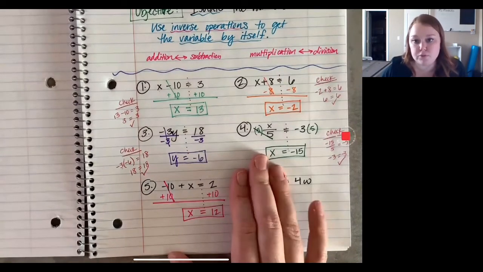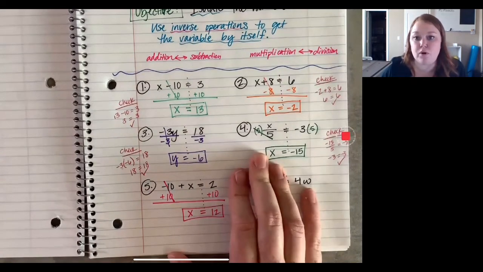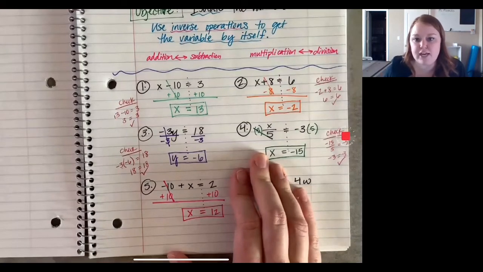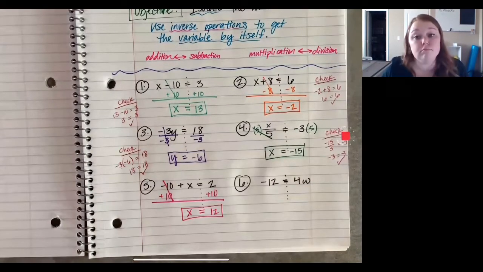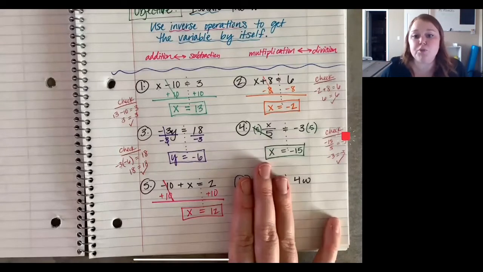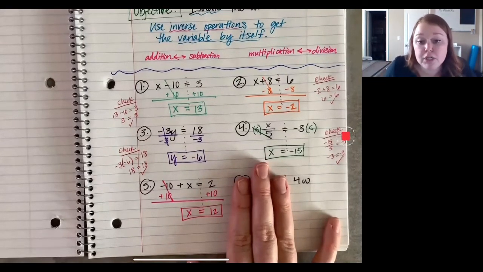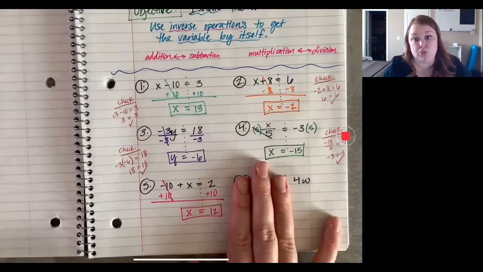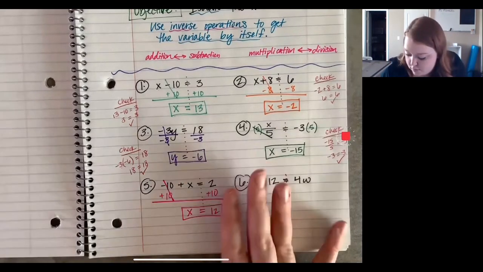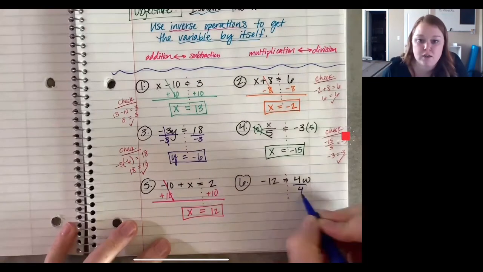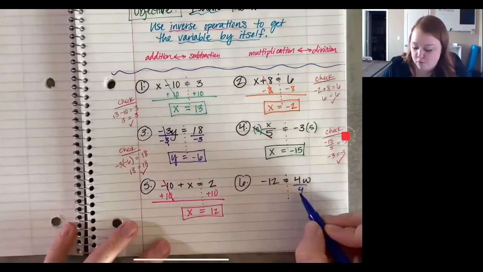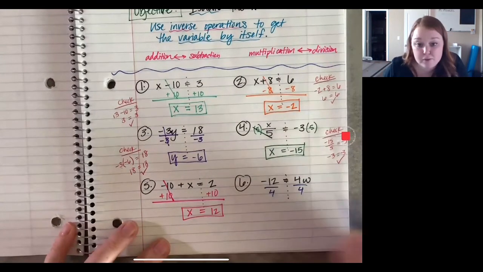What is your variable doing? Well, it's connected to a 4. If they're squished together like that, what's happening there? Multiplication. Your w is multiplying by 4. So what are you gonna do? You're gonna divide by 4. Remember, we use a fraction bar. So I'm gonna divide that side by 4, which means I have to divide this side by 4.